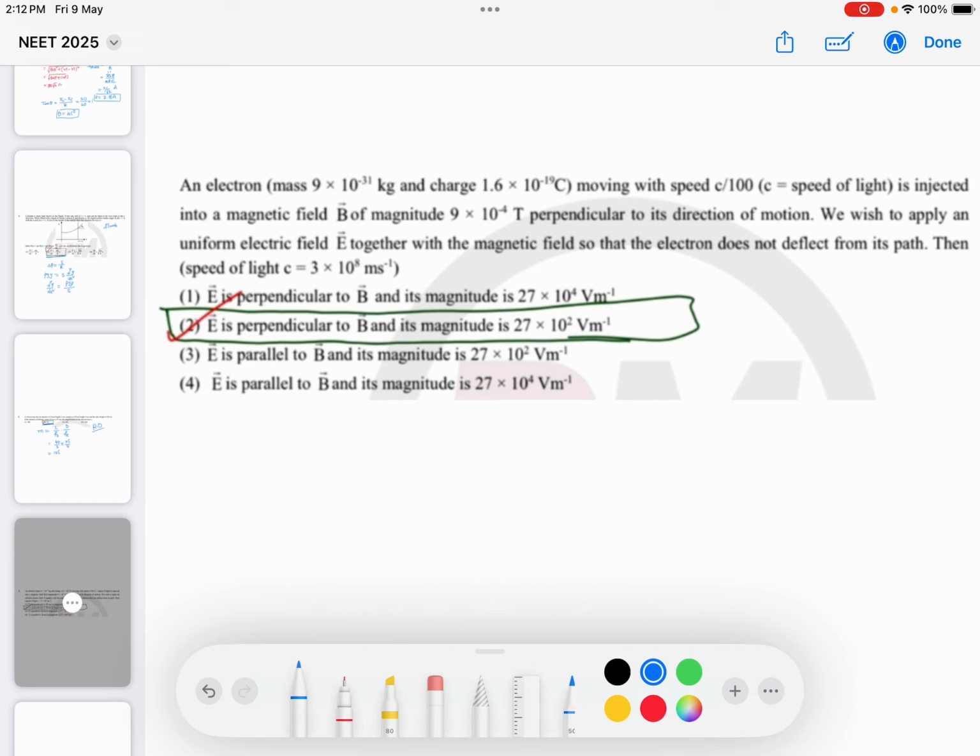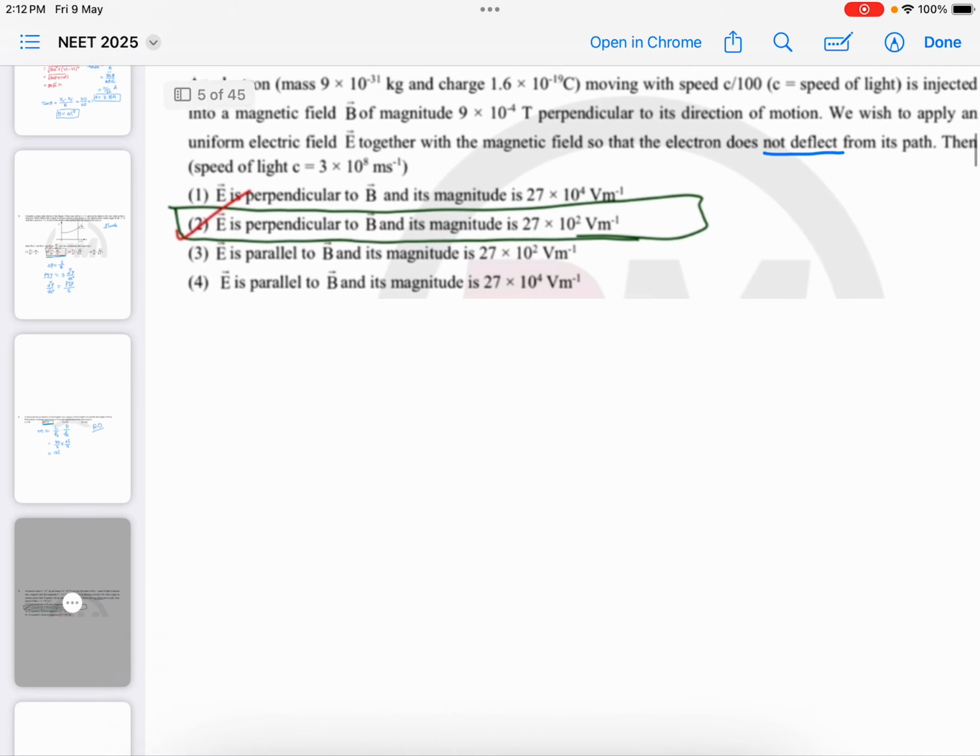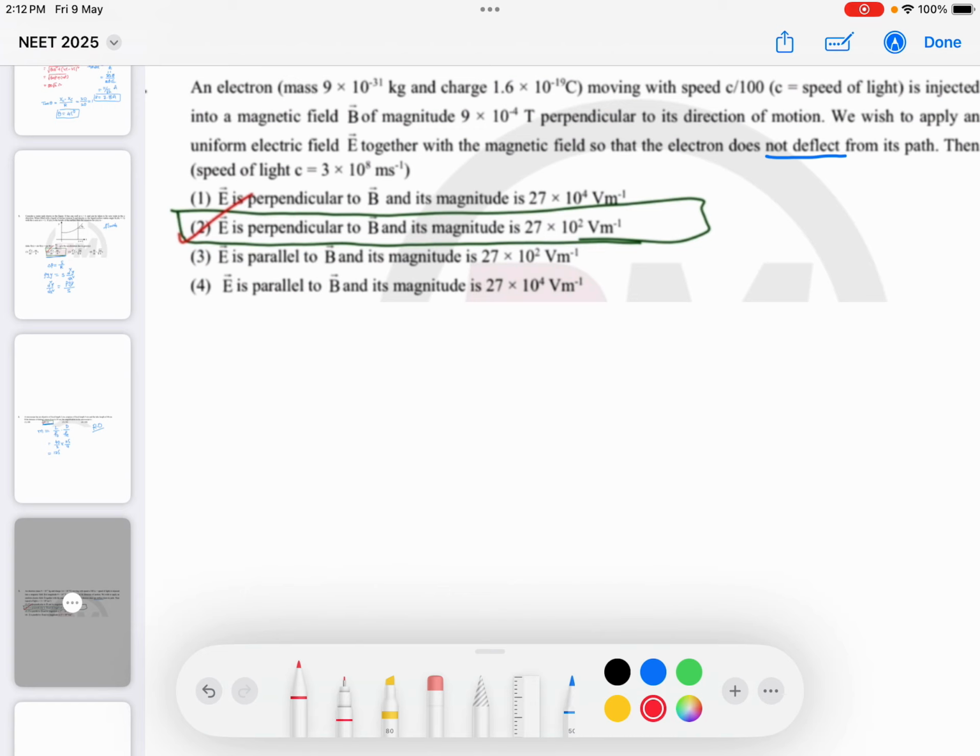So E is perpendicular to B and magnitude is given in options. In another one V magnitude is given and another one is parallel. So out of 4 you can calculate. Here we get the not deflected condition. Not deflected means the force with respect to electric field must be equal to minus of force with respect to magnetic field.